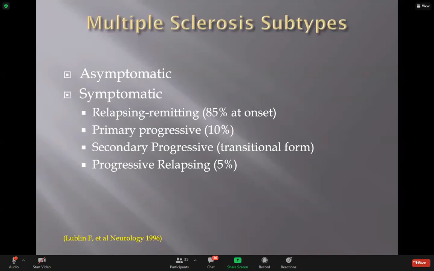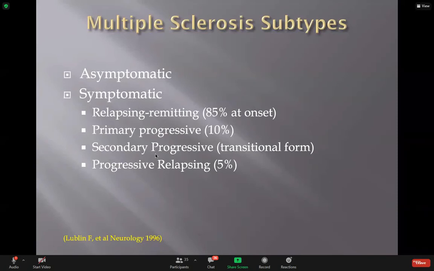Then they have another attack somewhere else in their arm, for example. Then another attack, maybe the eye. So relapsing and remitting initially. This is how it starts typically in 85%. Primary progressive is when you do not see that, when you just see a person gradually deteriorating slowly.